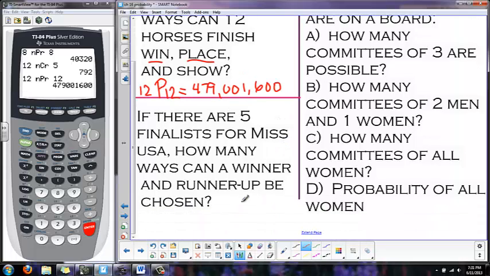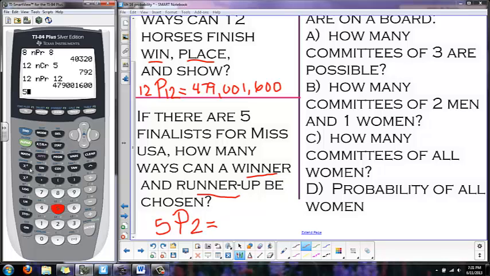If there are 5 finalists for Miss USA, how many ways can a winner and a runner-up be chosen? Okay, so this time we have 5 total girls, and order clearly matters because we're talking about a pageant where you get first, second, third, whatever. And we want to know how many different ways a winner and a runner-up can be chosen. So we're not doing 5P5 in this case, we're only doing 5, and then we're only interested in the 2 of them, the winner and the runner-up. So let's see how many ways that can happen.